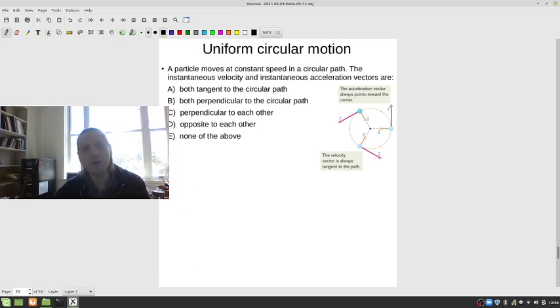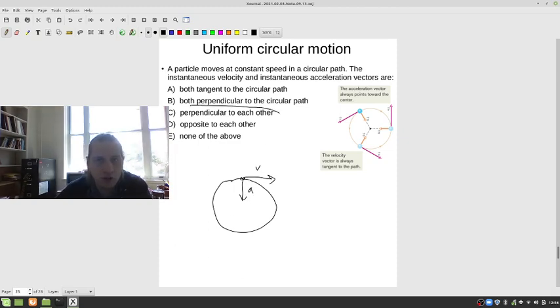All right. Uniform circular motion, a particle moves at a constant speed in a circular path. The instantaneous velocity and the instantaneous acceleration vectors are... Okay, notice in uniform circular motion, your movement is always going tangent to the circle, and your acceleration is always going towards the center of the circle. So those two are always perpendicular to each other. The rest of those are wrong.